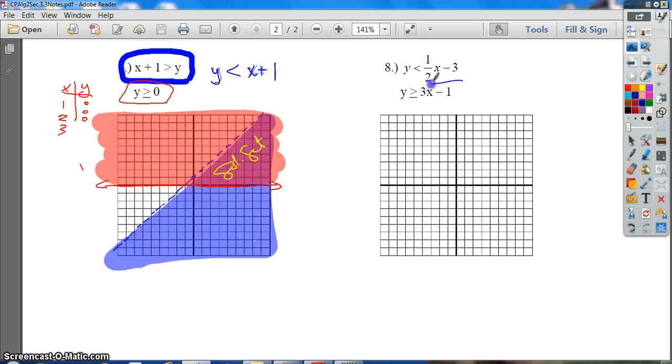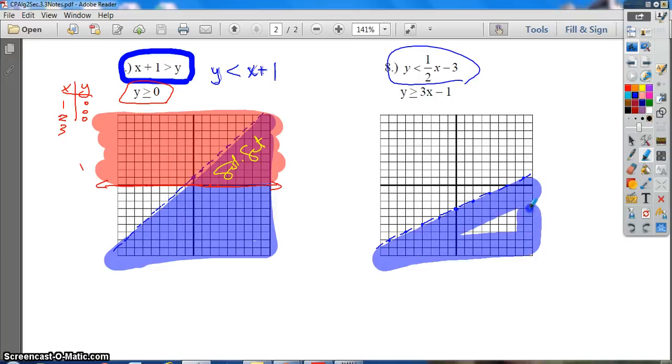Okay. Coming up here again in blue, negative 3, 1, 2, up 1. 1, 2, up 1, 2, up 1, 2 up. And I follow the same pattern going backwards. Dashed line it is, because there is no equal to. And then let's get our highlighter going. So less than, points that are less than or below.